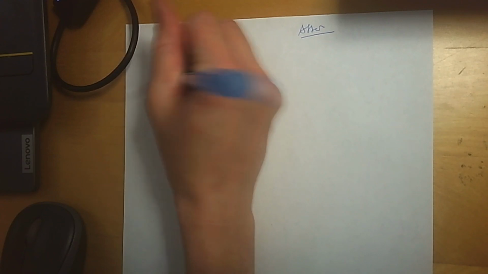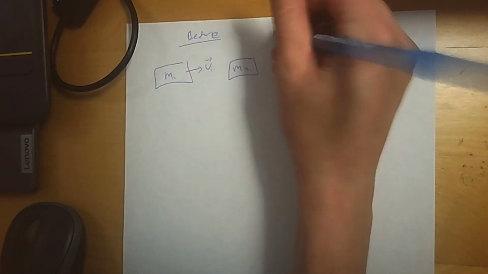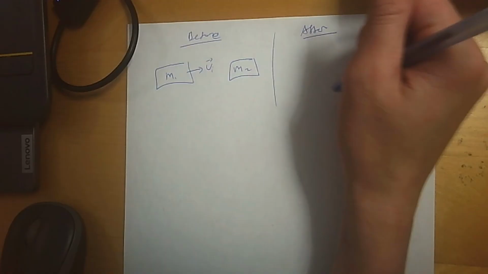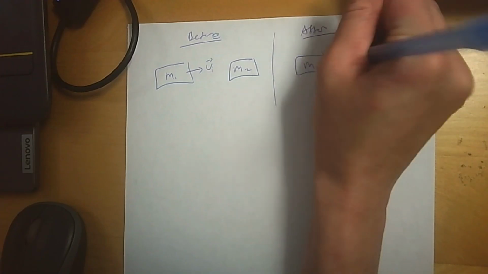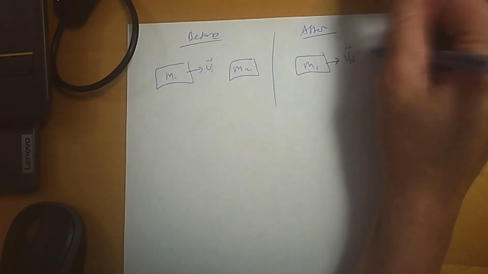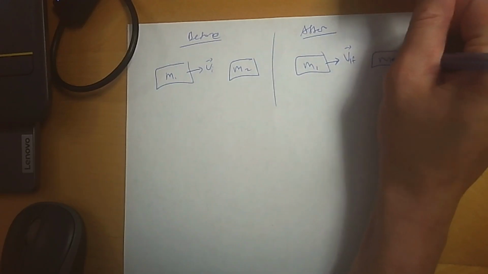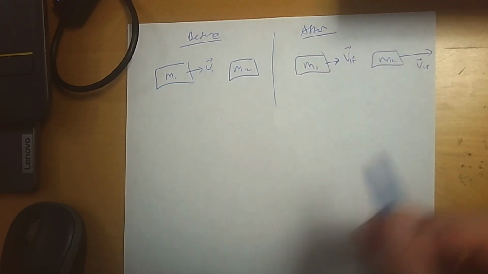We have a 2 kilogram cart moving 6 meters per second to the right on a frictionless track. It collides with a 3 kilogram cart that's at rest. I'm going to call this m1 and v initial, and then we have m2, which is at rest. After the collision, the 2 kilogram cart, m1, moves 1.2 meters per second to the right, some smaller velocity. We'll call that v1 final. And then m2 has some v2 final that's larger than that.